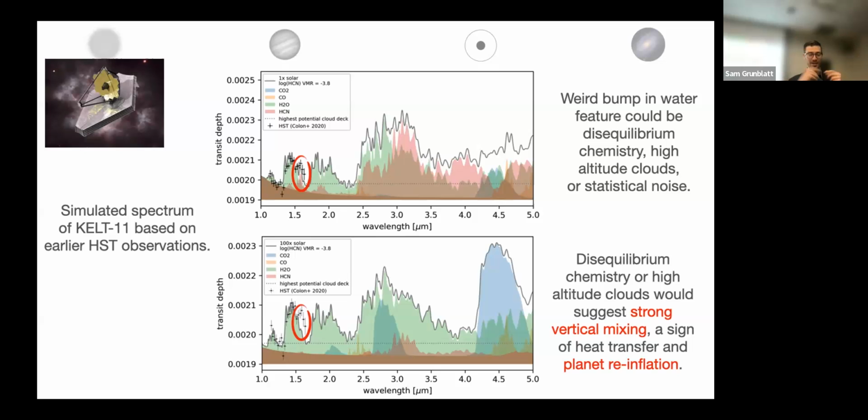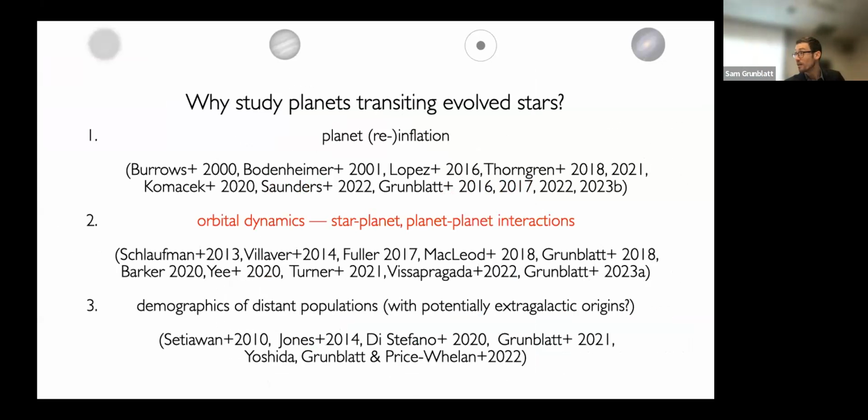So if we do see signs of this disequilibrium chemistry, that would be a sign of strong vertical mixing. But also, if we just see clouds, a flat line, that would also be a sign of strong vertical mixing. So even if we get a very boring detection for this particular planet from James Webb, it's still a pretty exciting result for understanding planet reinflation. We put in a James Webb Cycle 2 proposal, and we'll find out how that went hopefully in a month or so. So what's your way to falsify this?